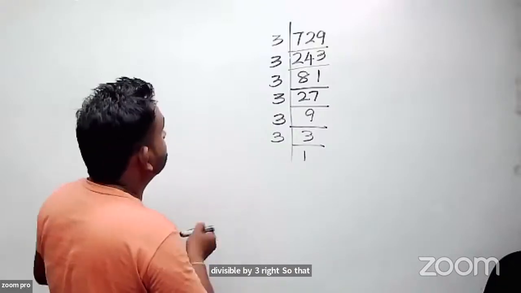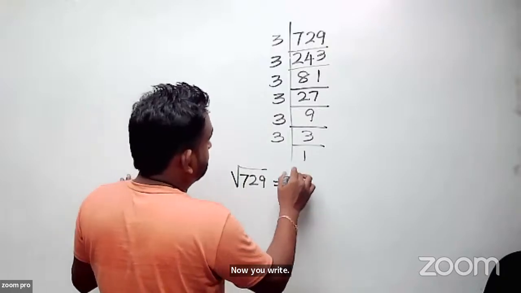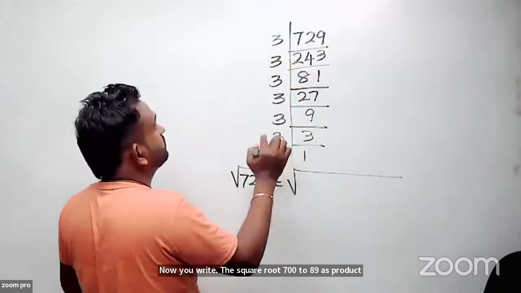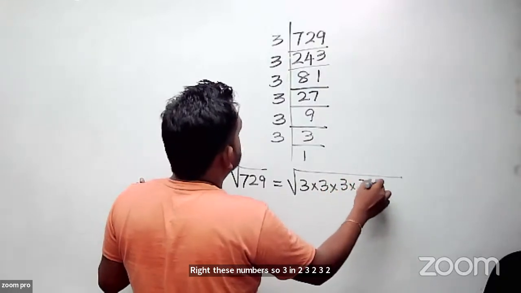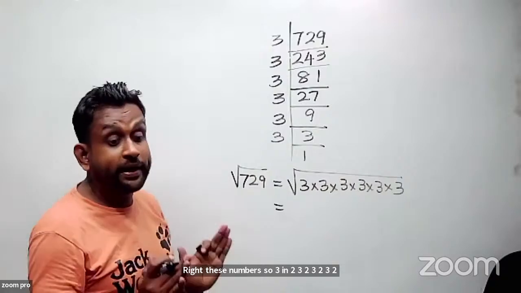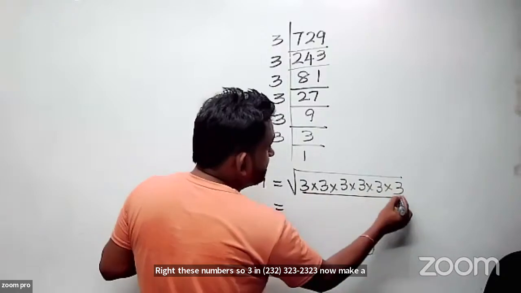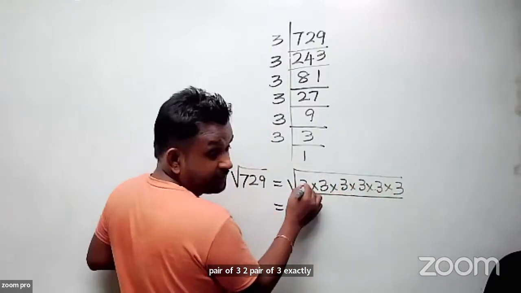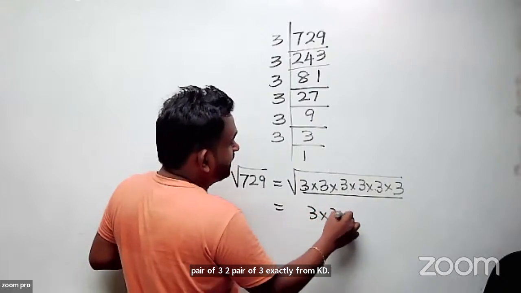Now you write square root 729 as a product of these numbers. So 3 into 3 into 3 into 3 into 3 into 3. Now make pairs of 3. 2 pairs of 3 exactly equal. So 1, 2, 3, 4, 5, 6. 6 means exactly 3 pairs, so 3 threes are there.